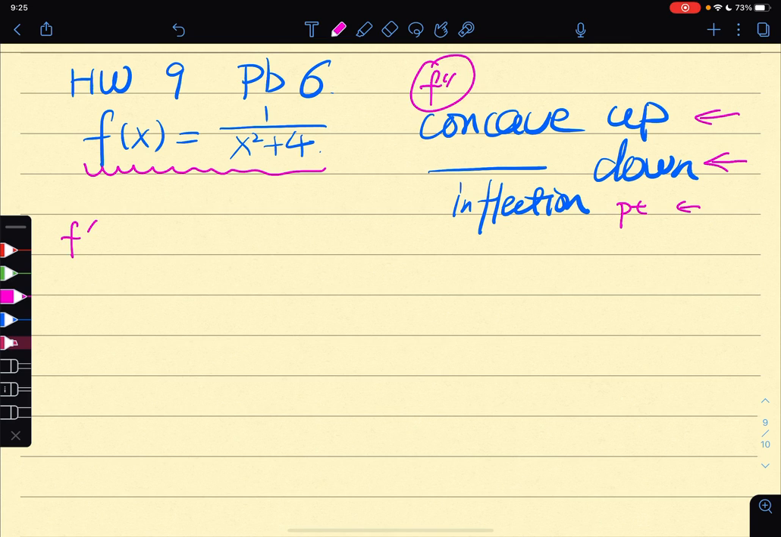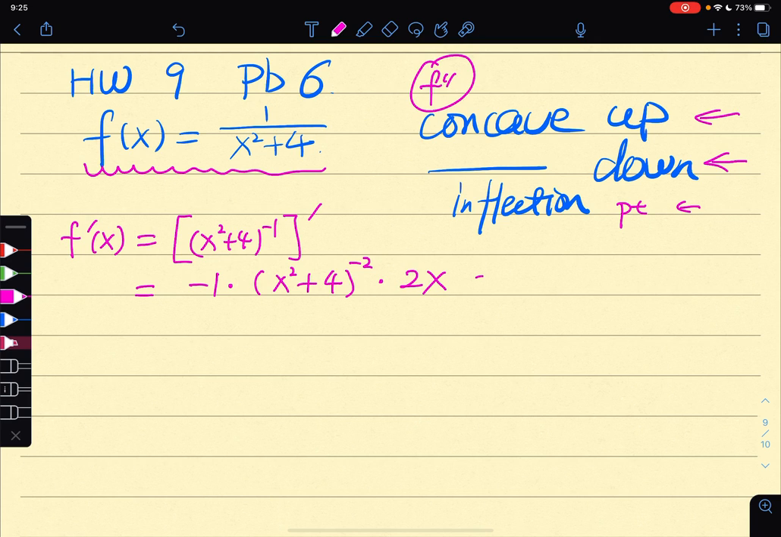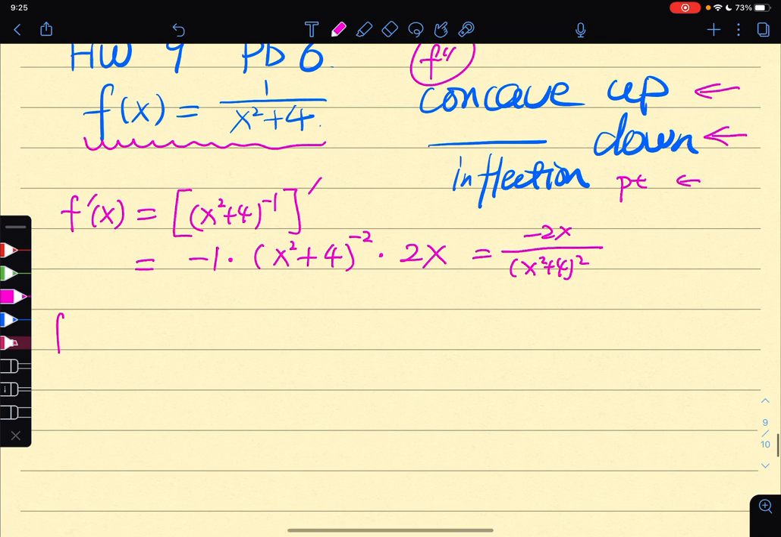So let's go ahead and calculate the derivative. It's x squared plus 4 to the power of negative 1. Take the derivative. Of course, you could have used the quotient rule if you want to. Either way works. I personally prefer the chain rule for this case. So I have negative 2x over x squared plus 4 squared. And it's not over yet.